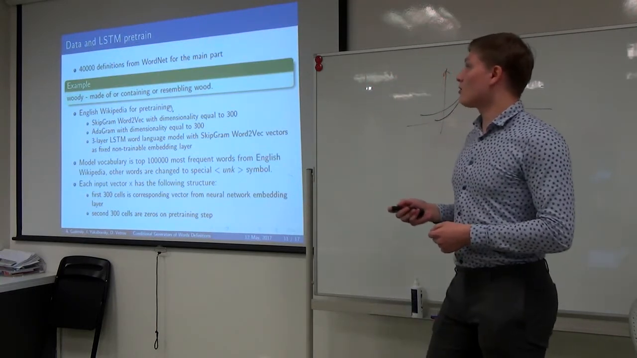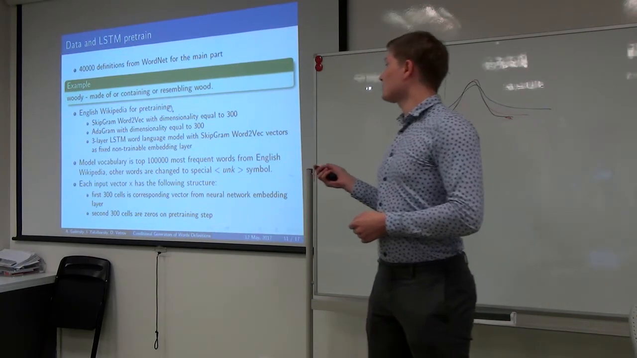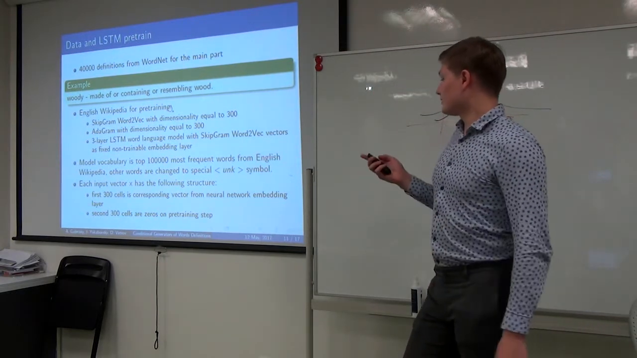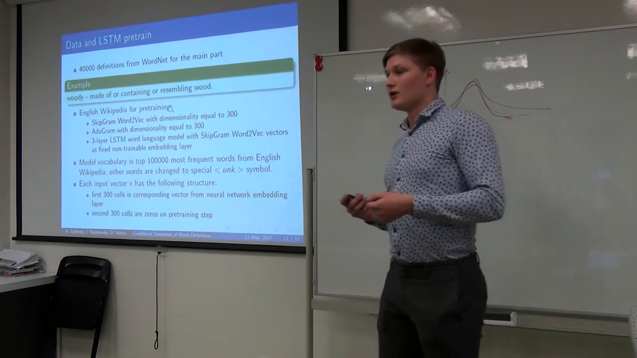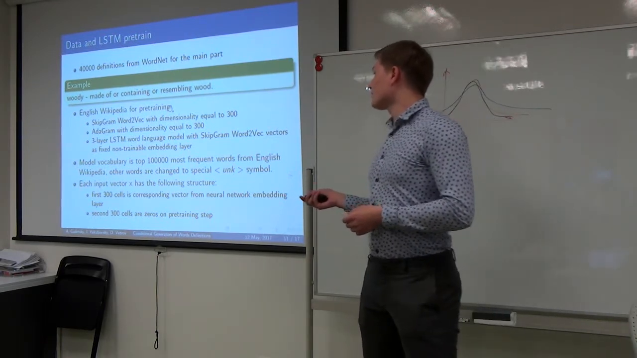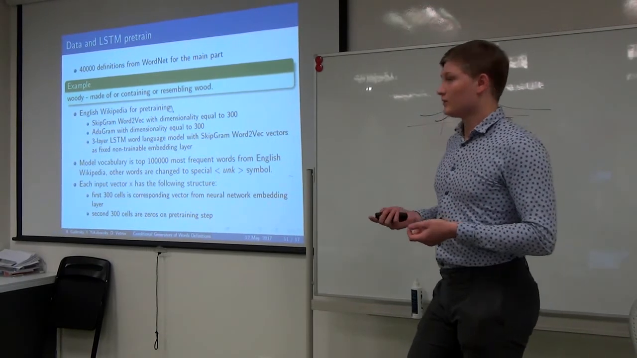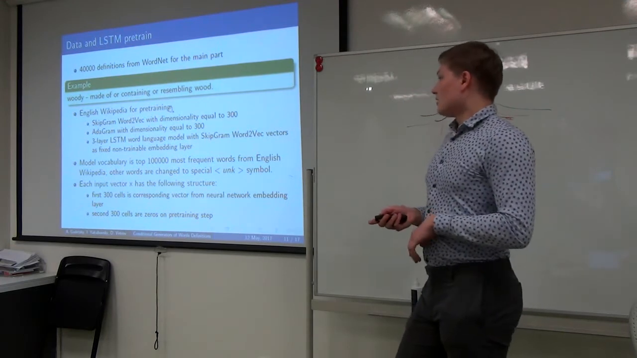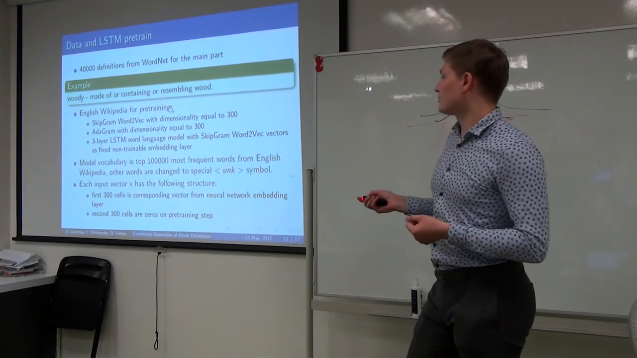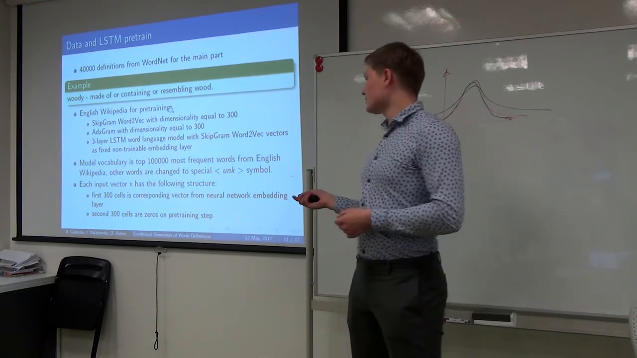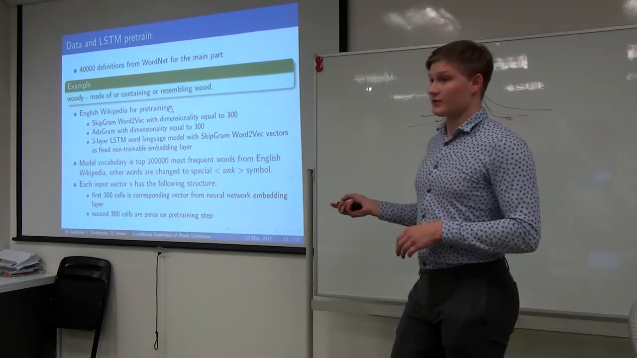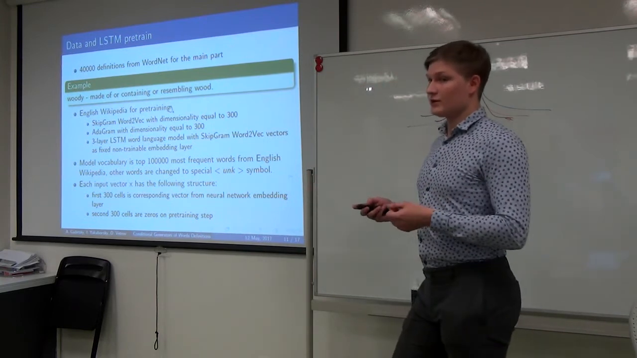As the main data for our work, we used 40,000 definitions from WordNet, which is a lexical database for English words. And we used English Wikipedia for pre-training our model, because the main dataset is too small for obtaining a good language model. Our model vocabulary is the topmost frequent words from English Wikipedia, and the other words are changed to a special unknown symbol. Also, I should say something about our input vector structure. The first 300 cells are the corresponding vector from the neural network embedding layer, and on the pre-training step, the second 300 cells are zeros.